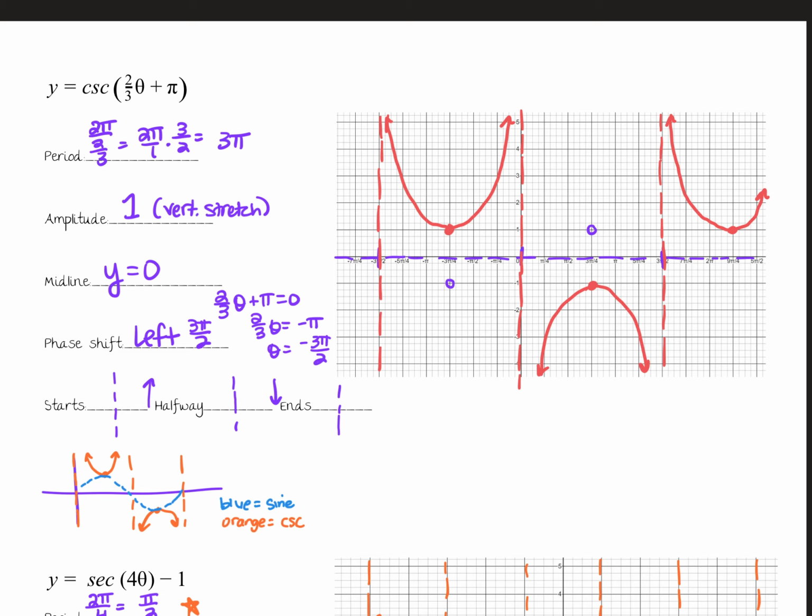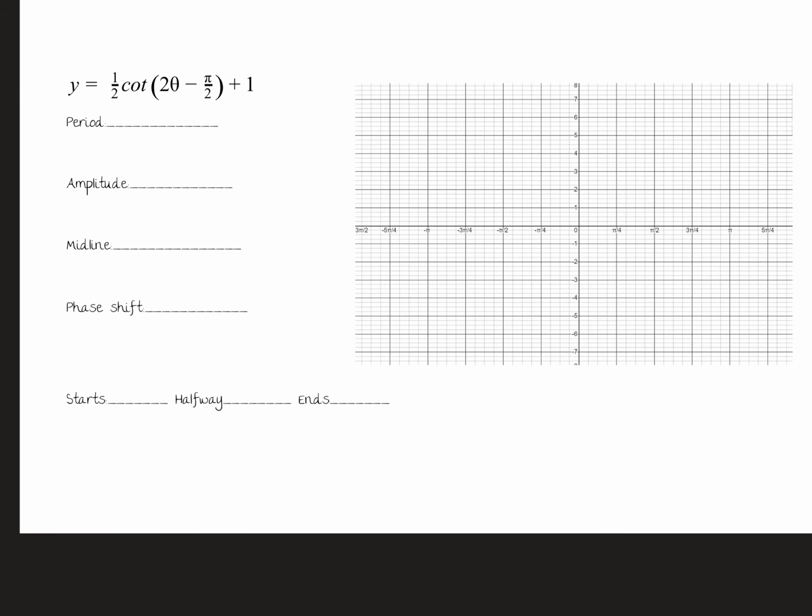Okay, so let's go try some tangent and cotangent. All right, we're going to go ahead and do the one at the very bottom. I would like for you to fill in all of the characteristics to the left. Don't forget that your cotangent and tangent graphs have a default period of pi. So when you find your period, that's going to adjust how you do that. So take a second, find those, come back and check your answer.